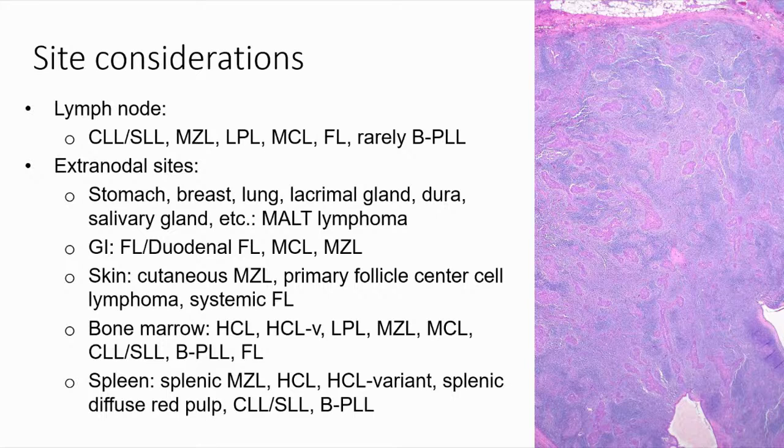The spleen is also a special and very interesting site. We have a special splenic form of marginal zone. All of the ones that involve the bone marrow also typically involve the spleen, such as hairy cell variant, and splenic diffuse red pulp, which will generally involve both spleen and bone marrow, but has a very characteristic pattern involving the red pulp as compared to splenic marginal zone, which enables them to be differentiated. But CLL, lymphocytic leukemia, all these things also go into the spleen.